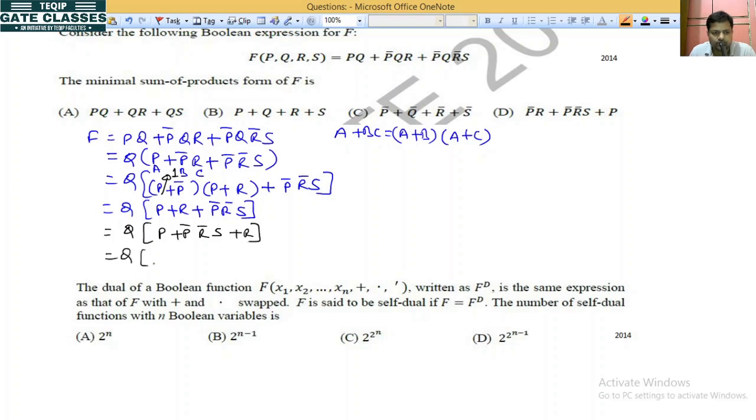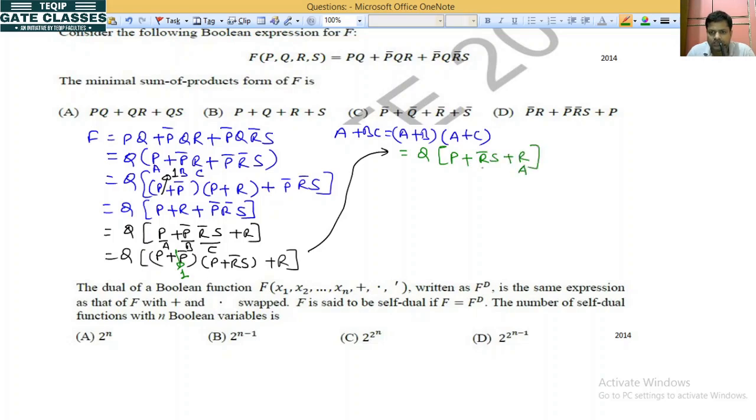So it will be q. It is p as a, p bar as b, this is c. So it will be (p plus p bar) and (p plus r bar s plus r). I am going to continue here. Okay? So it will be equal to q times (p plus p bar). P plus p bar is 1. This one is 1. So it will be p plus r bar s plus r.